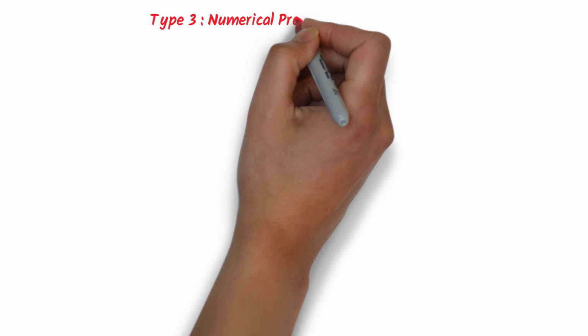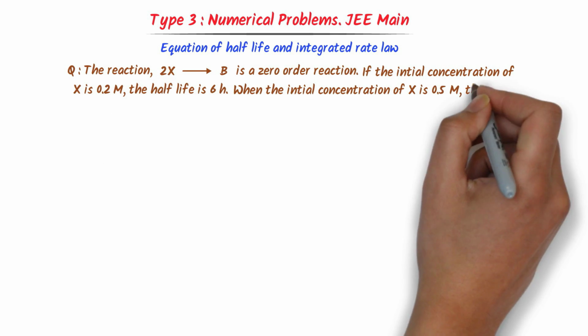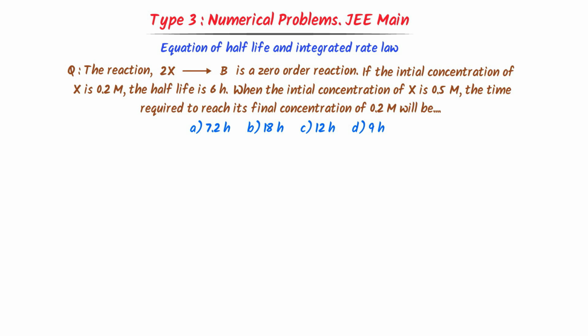Now we will learn type 3 numerical problems or JEE Main MCQs. In such type of numerical problems, we use both the equations, equation of half-life and integrated rate law expression. For example, consider this JEE Main MCQ question. According to the given statement, the initial concentration of the X is 0.2 M and the half-life is 6 hours. I write initial concentration A naught is equal to 0.2 M and the half-life t1/2 is equal to 6 hours. The value of K is unknown.